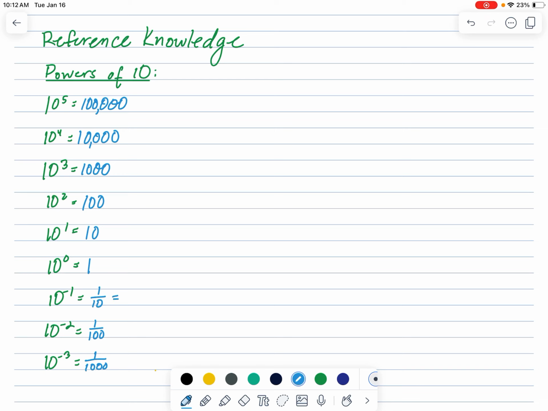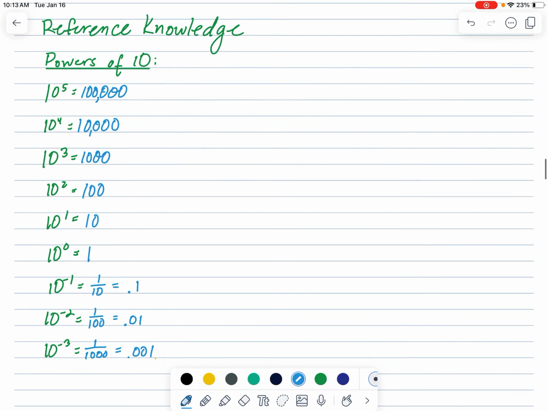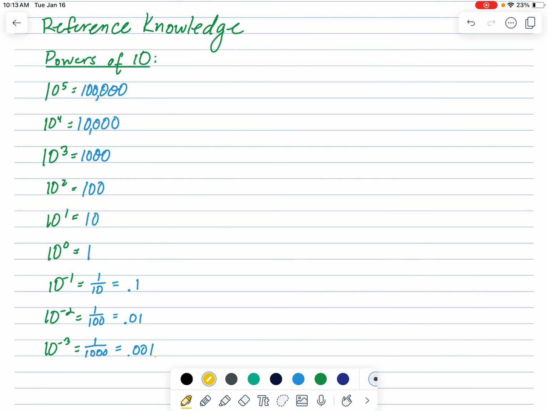In decimal form, because this is often used, 1/10 is 0.1, 1/100th is 0.01, 1/1000th is 0.001. If you ever forget how to handle those negative exponents and the 0, one way to derive them is to think about going down the list and just dividing by 10.